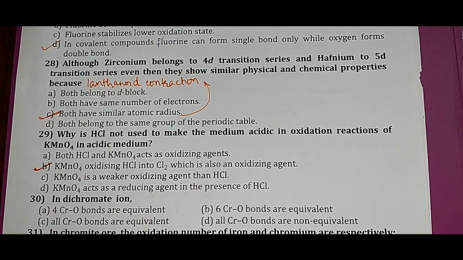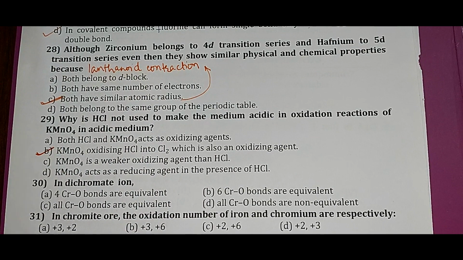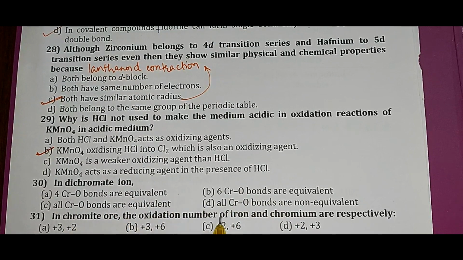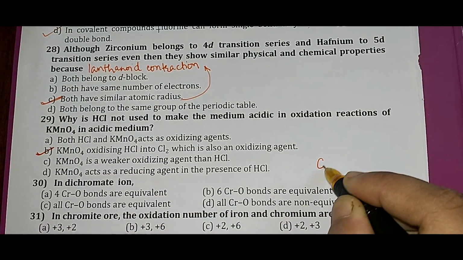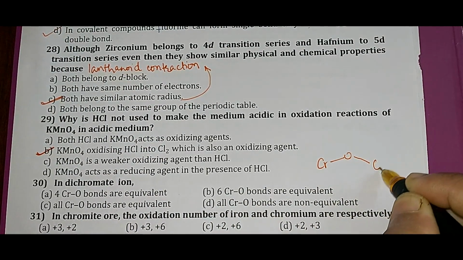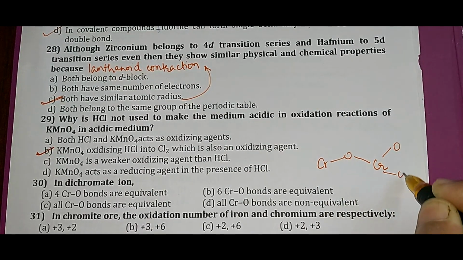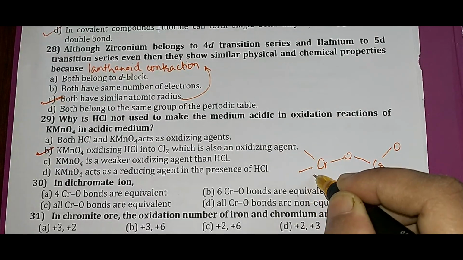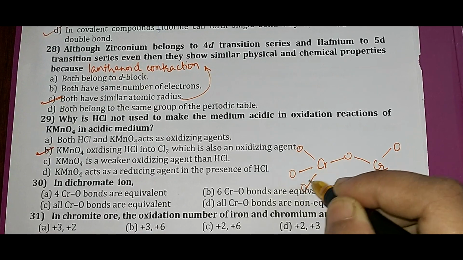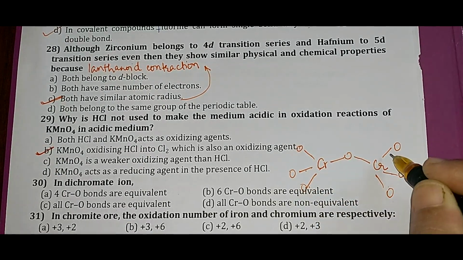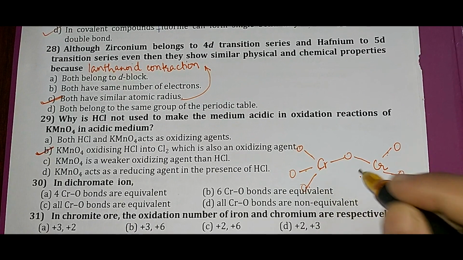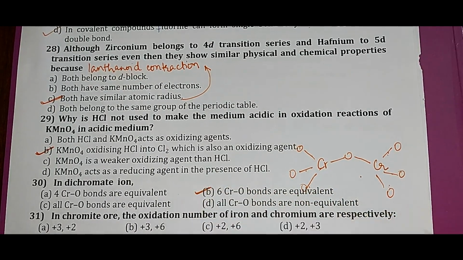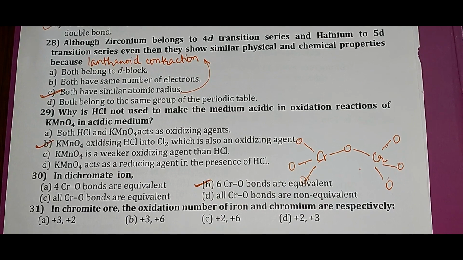Next, in dichromate ion, the number of bonds they have mentioned here, that is, it may have 4 CrO bonds equivalent, 6 CrO bonds equivalent, all CrO bonds equivalent, all CrO bonds are non-equivalent. So when we draw the structure of dichromate, it is somewhat like this given in your NCERT. One is a bridged bond and remaining are terminal bonds. So CrO 1, 2, 3, 4, 5, 6. These 6 are equivalent, one is unequivalent. So the correct answer is option D, 6 CrO bonds are equivalent.